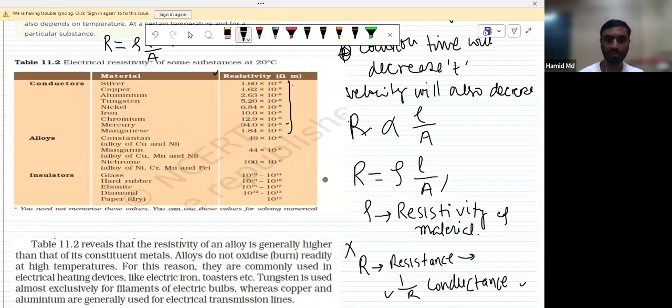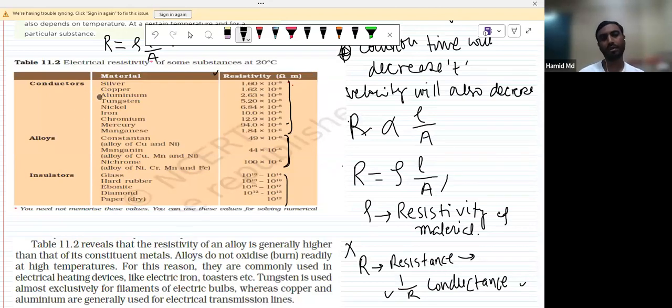But if we look at the insulator, it is 10 to the power 14 to 10 to the power 16. Is it visible to you? Yes, sir. So this is too much higher. But for alloys, 10 to the power 6 or something is in between.